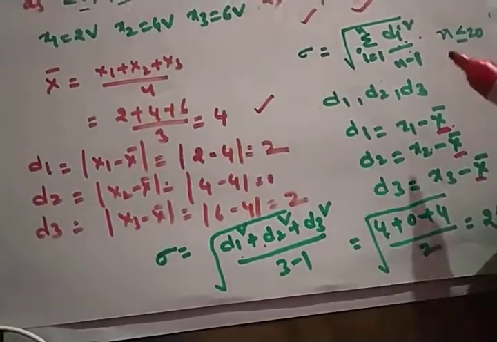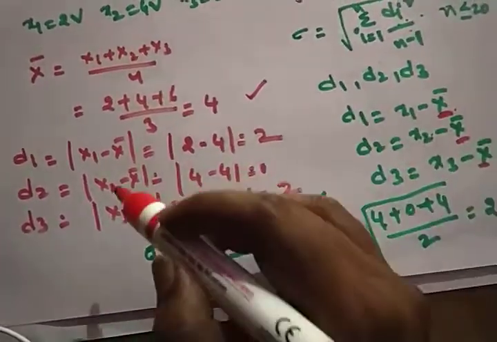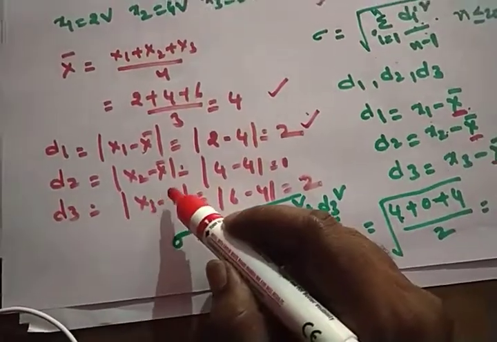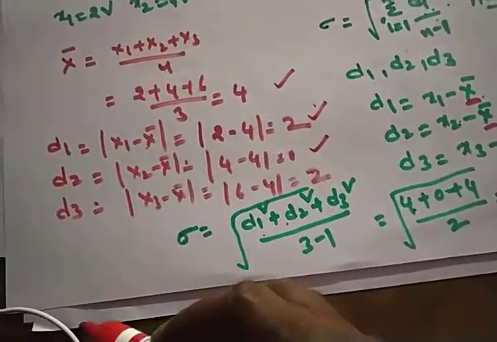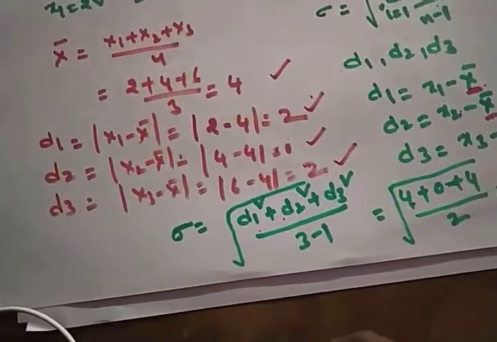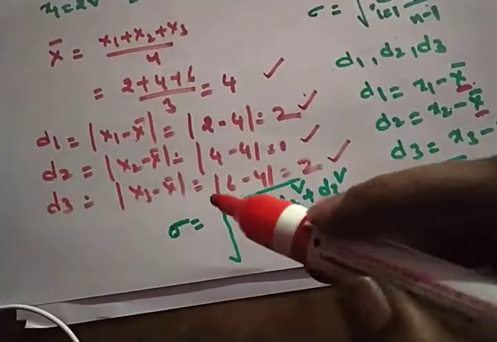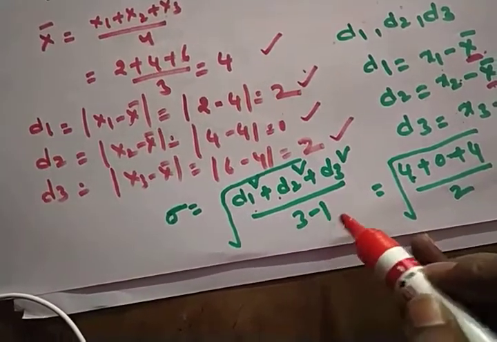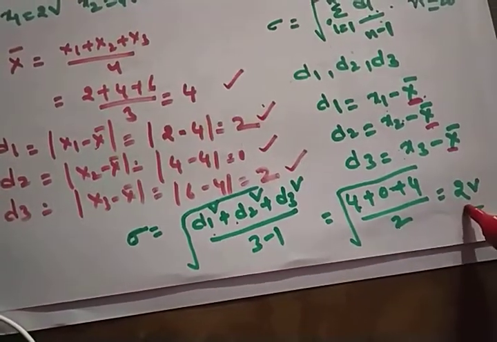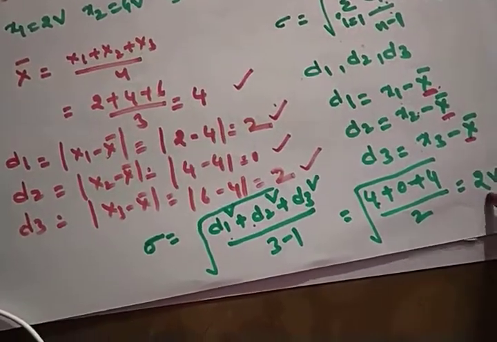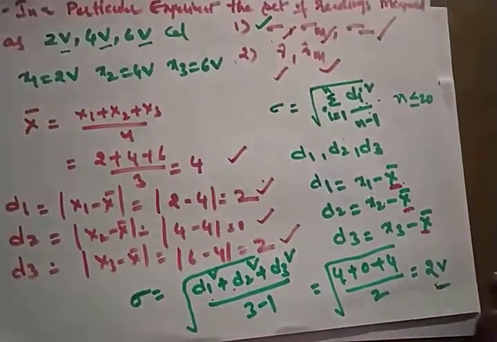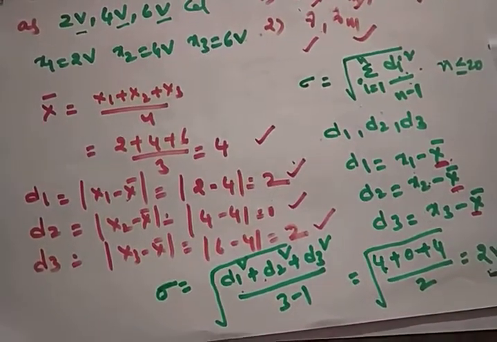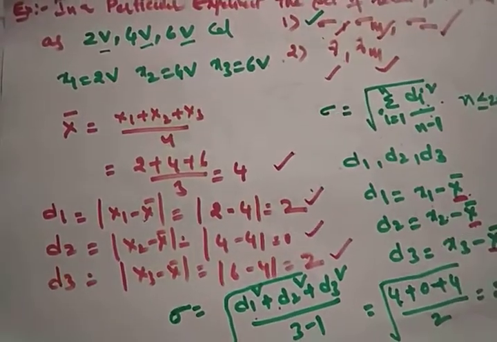After that, find the values of d1, d2, d3. d1 is equal to the modulus of x1 minus x bar, d2 is x2 minus x bar, and d3 is x3 minus x bar. Once you know d1, d2, d3, substitute into the square root of the sum of d square by n minus 1. From that you will get the sigma value. If you know the standard deviation, it is very easy to find every other definition.